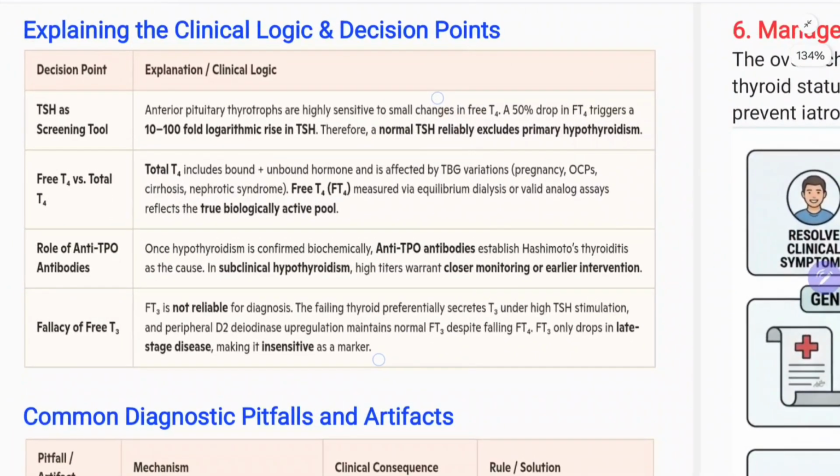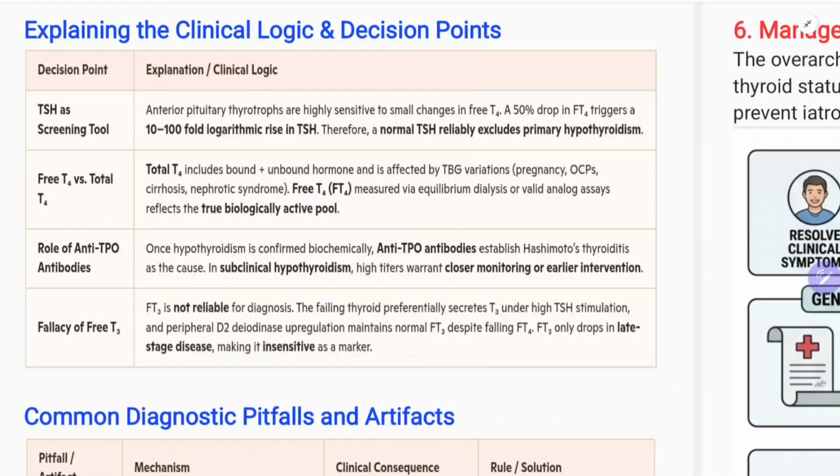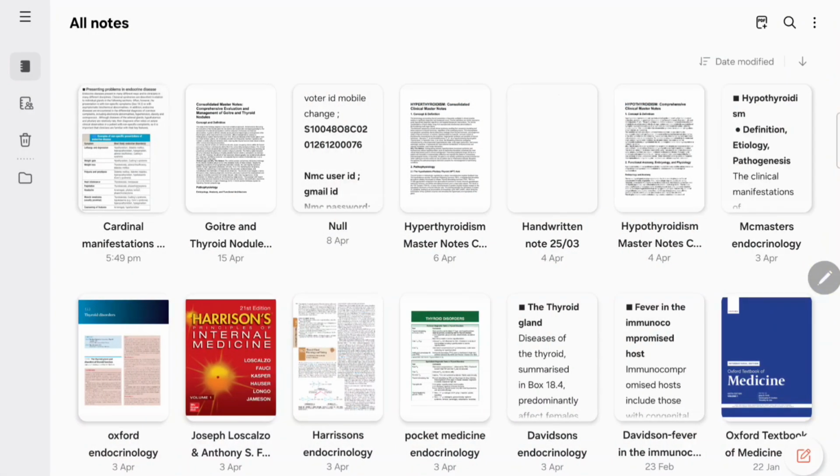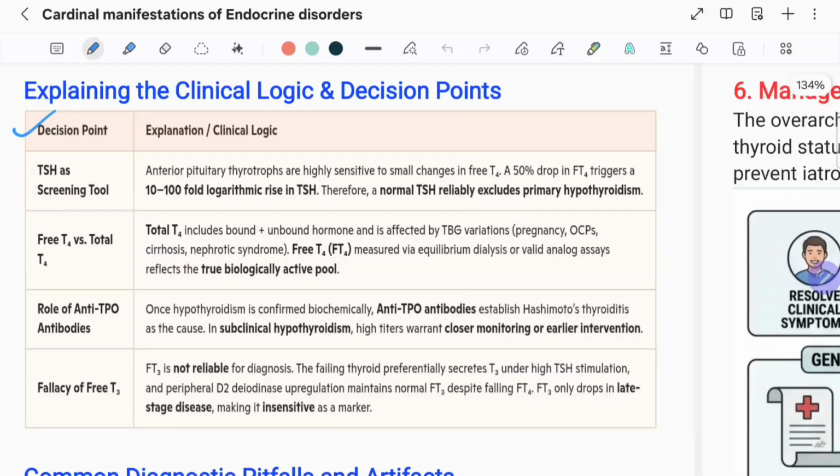Explaining the clinical logic and decision points. TSH as screening tool. Anterior pituitary thyrotrophs are highly sensitive to small changes in free T4. A 50% drop in FT4 triggers a 10 to 100-fold logarithmic rise in TSH. Therefore, a normal TSH reliably excludes primary hypothyroidism.